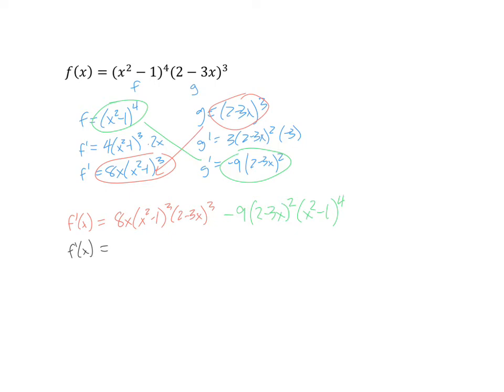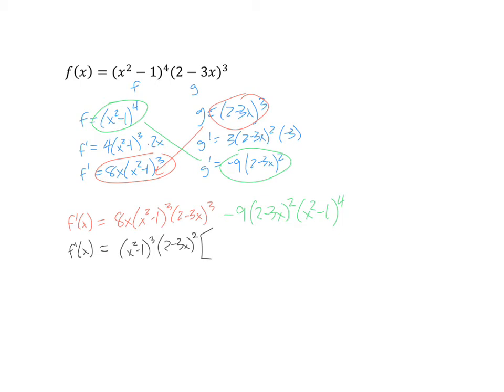So if we compare our 8x and the -9, there are no common factors for that. So we don't need to worry about that one. If we compare our x squared minus 1, the smaller one is the cubed in the first product rule. The second one was the 4. And then when we compare the other bracket, the smaller one was the squared.